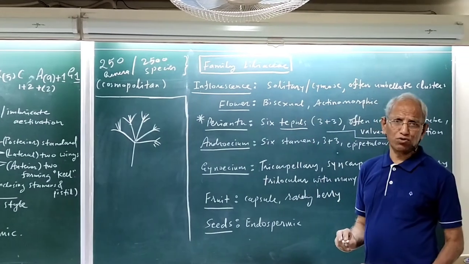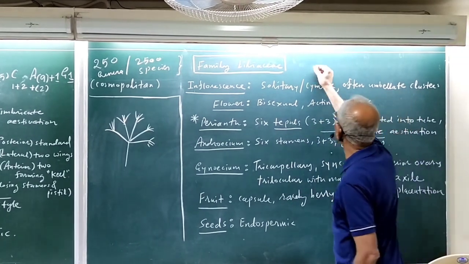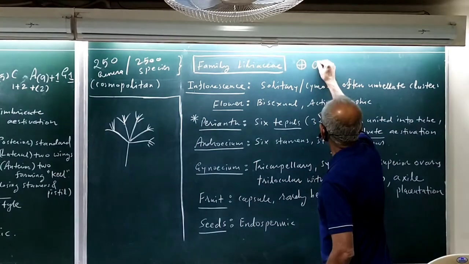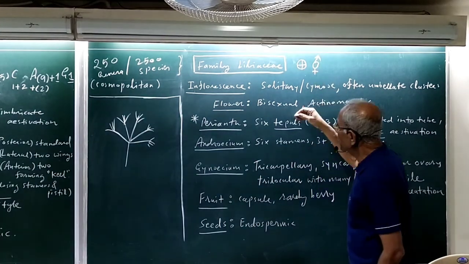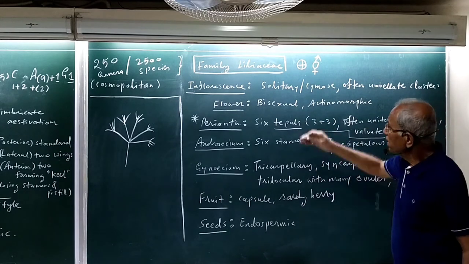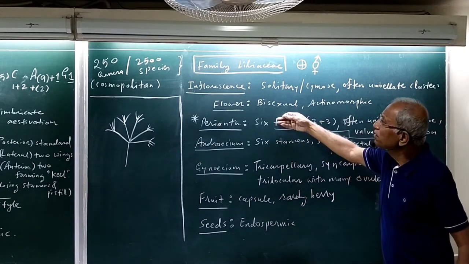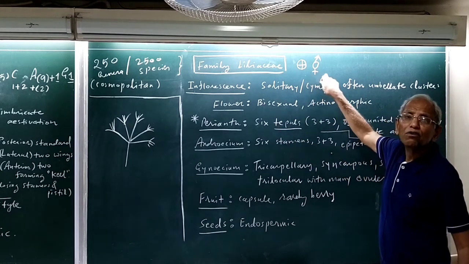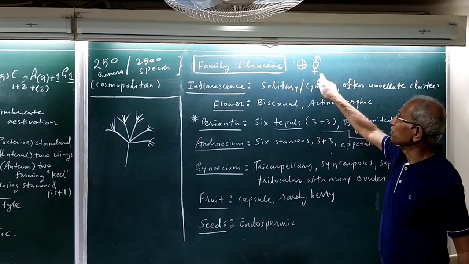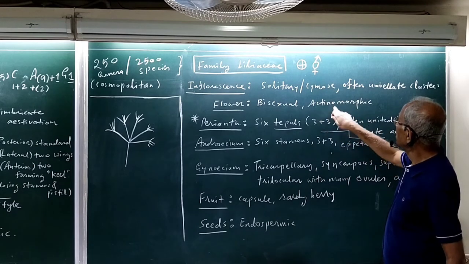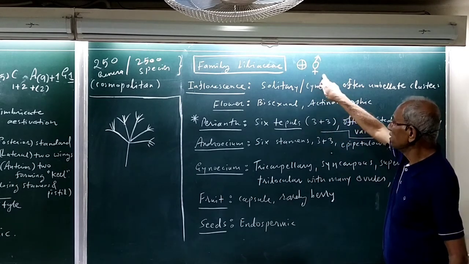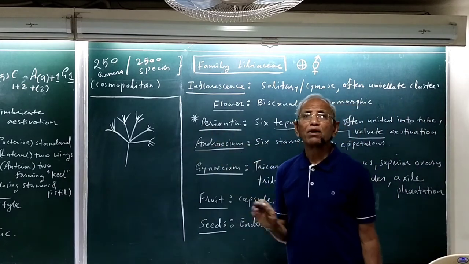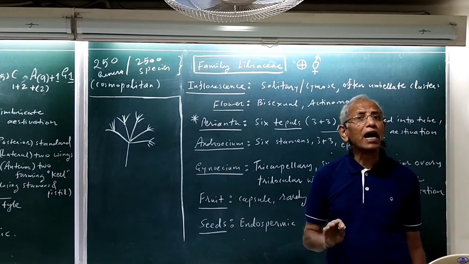Flower is bisexual. It is no doubt actinomorphic and bisexual. That is how you should be able to match the details of the statements about the different aspects of the flower with the floral formula using the appropriate symbol. So it's bisexual, actinomorphic, this symbol, this is bisexual. Perianth, so I have star marked this. Why? Because calyx and corolla individually are absent.